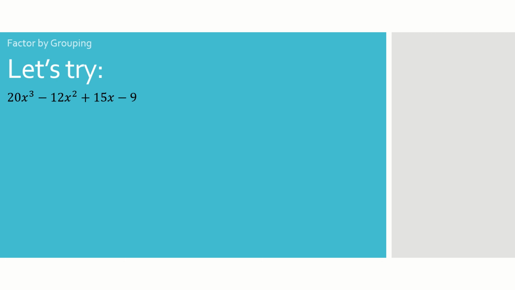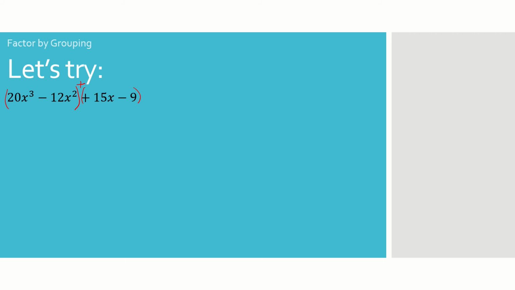So let's go into grouping. Grouping said that we need to group the first two terms by putting parentheses around them. So I have 20x to the third minus 12x squared. I'm going to group them and use parentheses. Then I'm going to group the second two terms, keeping the signs inside. And then I'm going to put a plus in between.